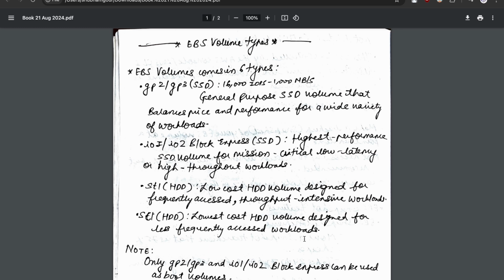This volume type will be slightly slower in terms of execution and processing, and that's why there is a difference in the pricing. So this costs you less. This HDD volume type is designed for frequently accessed and throughput intensive workloads. And when you come to sc1, it will again cost you a low cost as compared to the other HDD volume type, and it is designed for less frequently accessed workloads. As I mentioned earlier, only SSD volume types, that is GP2, GP3 and io1, io2, can be used as boot volumes in the instances.